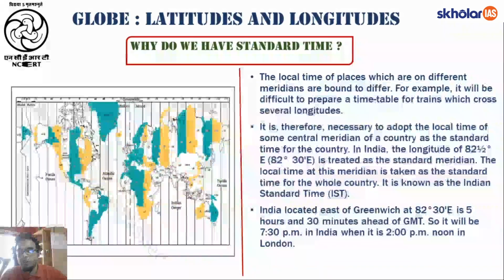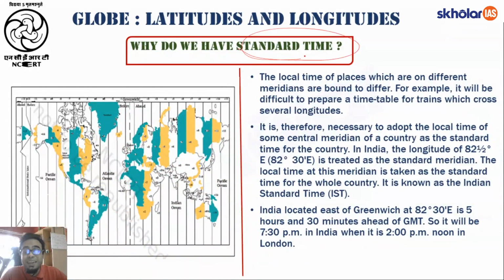Very, very important, right? Now, since we are talking about longitude, let us also talk about standard time, right? So the local time of places on different meridians is bound to differ, right? Now, what is the local time? Local time can be found out when the sun is perpendicular at that particular longitude, right? So the time found at this longitude will of course vary with the time found at that longitude, right? So according to your longitude, your time will start to vary, right?